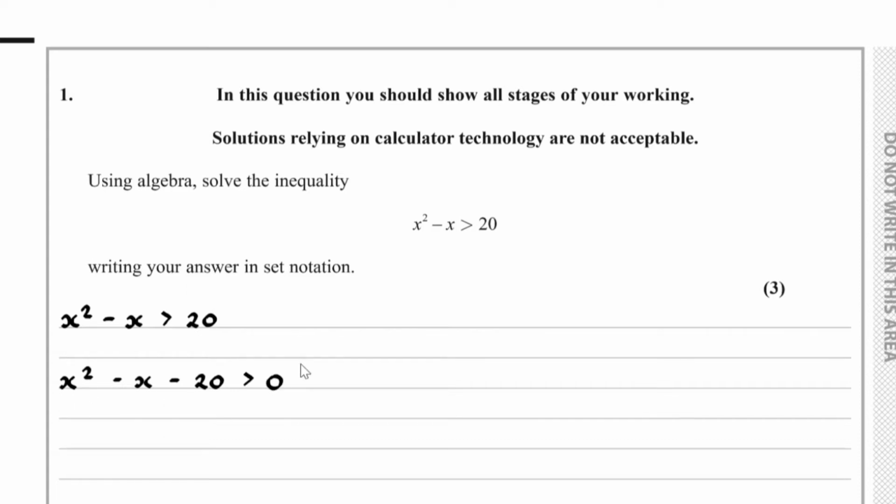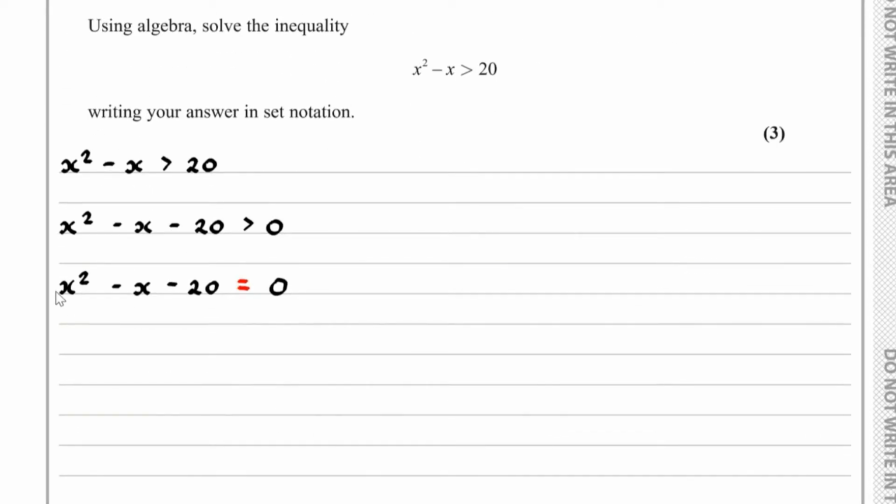We can find the critical values by replacing the inequality symbol with an equals symbol. If we do so, x squared minus x minus 20 is equal to 0. Let's now solve this quadratic. We can factorize. We require two numbers which multiply to give minus 20, add to give minus 1. Of course, we've got minus 5 and 4.